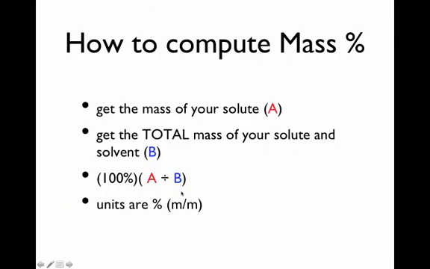One thing that I should point out is I have a little recipe for how to compute mass percent, and it's pretty straightforward. You get the mass of your solute, that's the thing that's being dissolved. I'm going to call that A. Get the total mass of your solute and your solvent, so that's the mass of everything. I'm going to call that B. And then you just do 100% times A divided by B. And the units are percent, parentheses, M/M.